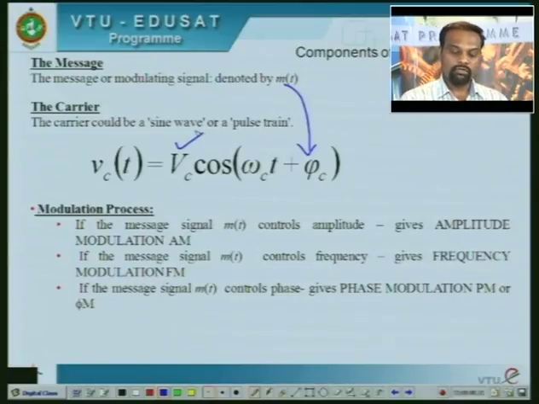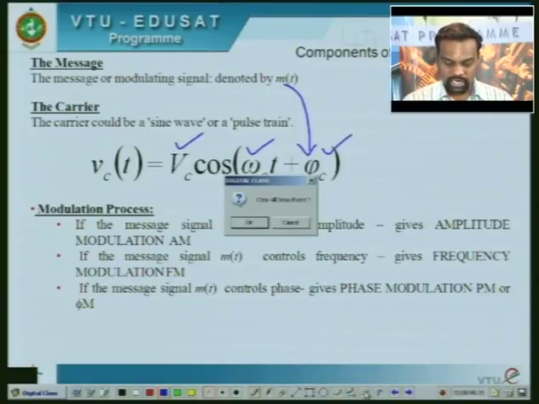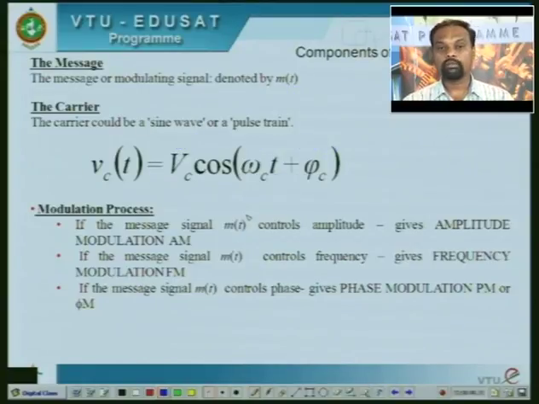Second is frequency modulation. In frequency modulation, what happens? The modulating signal m of t modulates the carrier frequency, that is omega c. We call it frequency modulation. Suppose m of t modulates phi c of t, that is the phase of the carrier, we call that process phase modulation. So, these are the three important analog modulation schemes existing.